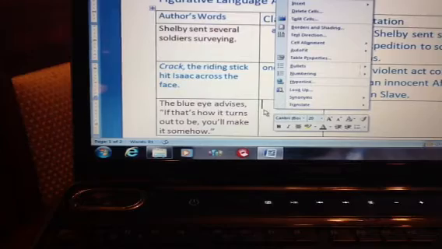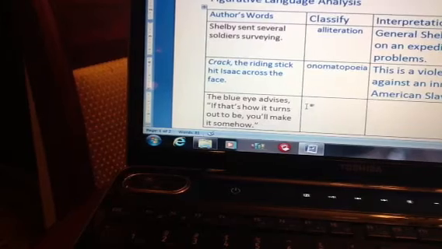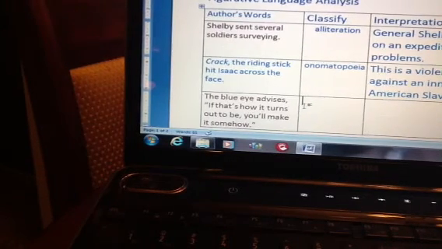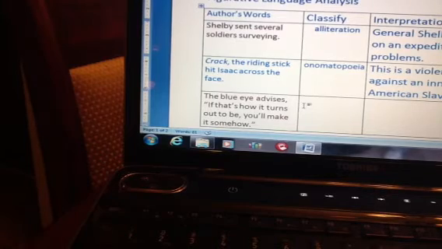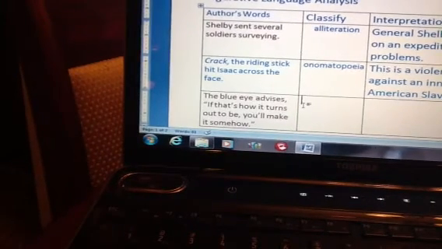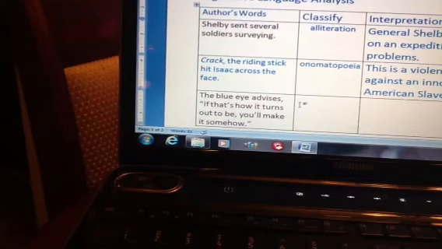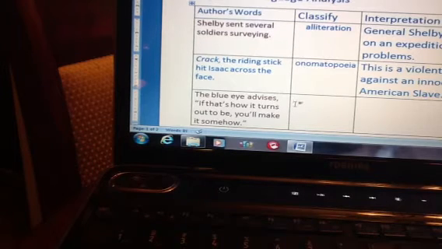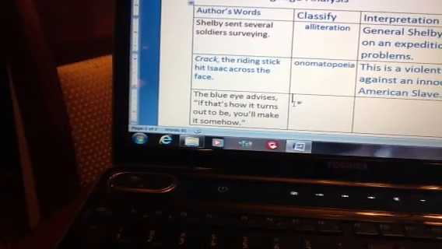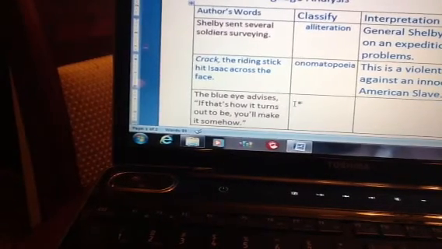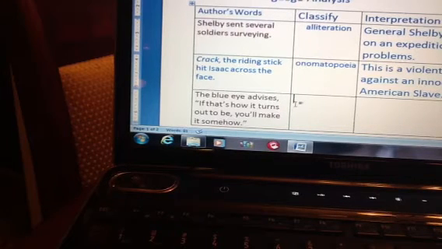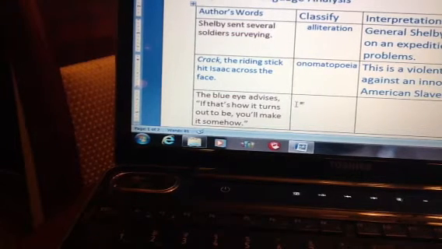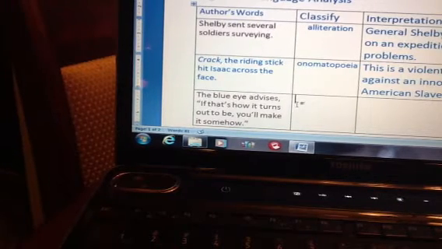Going to the next piece of figurative language. The next piece of figurative language says, the blue eye advises. If that's how it turns out to be, you'll make it somehow. As the reader of this text, I can identify back to the point where Tyler is questioning himself over the situation with his father. Will his father return? Will his father stay with Shelby and the troops? So I know that at this point, Tyler is being consoled by his dog.